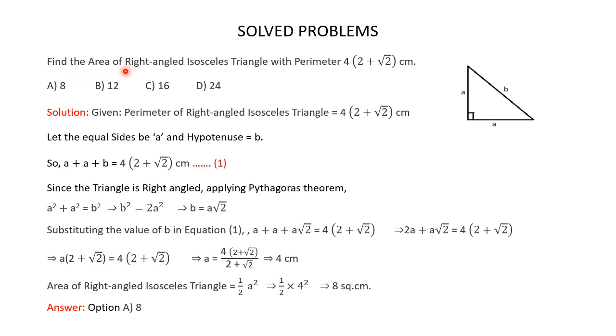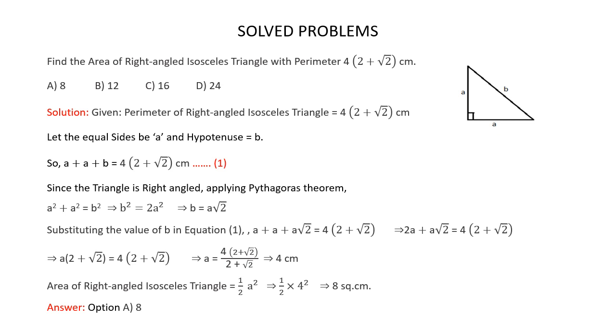Find the area of the right-angled isosceles triangle with perimeter 4 multiplied by 2 plus root 2 centimeters. Here you are given 4 options and you have to find out which of these options is the correct one. So here you are asked to find the area of the right-angled isosceles triangle. Now we know that the area of a right-angled isosceles triangle is equal to half multiplied by a squared. So if we know the value of a, then we can easily find the area of the right-angled isosceles triangle.